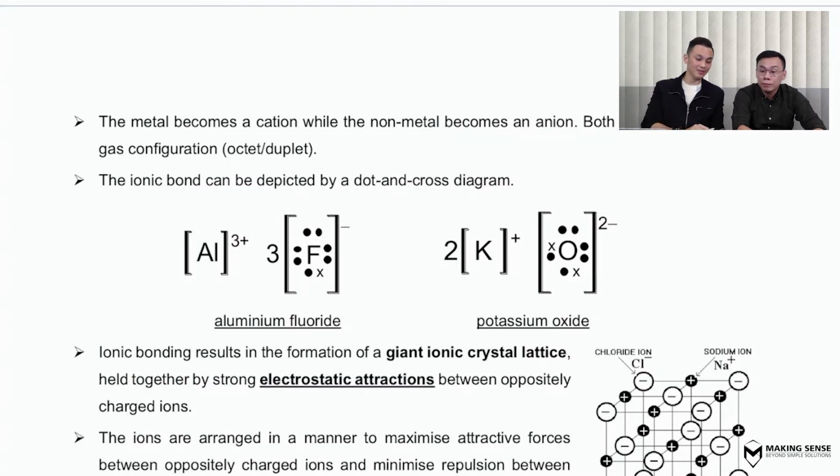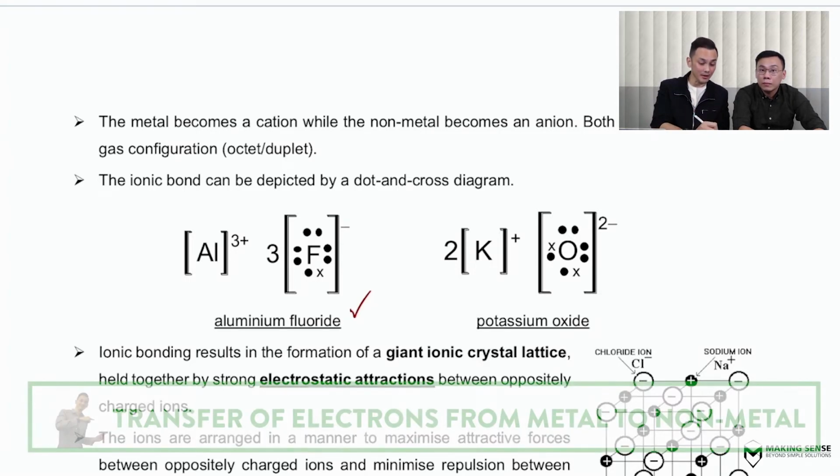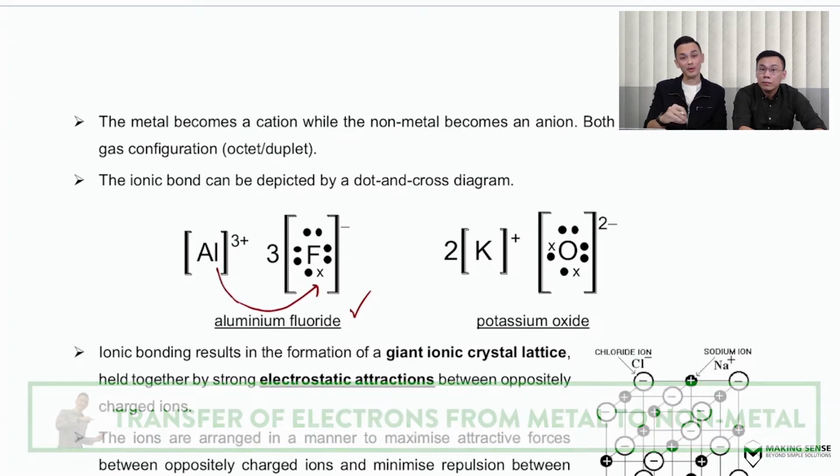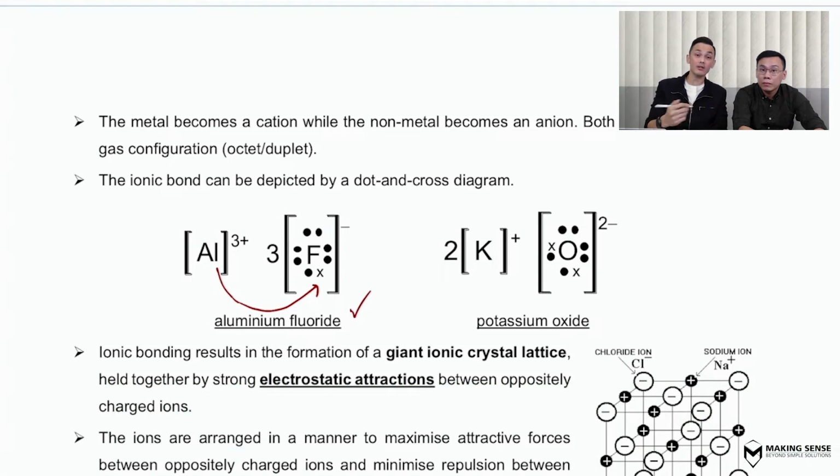Okay, there are two examples in your notes. I think we're just going to use aluminium fluoride as an example to explain this to the class. So as you can see, what is happening here is there will be a transfer of electrons from the metal towards the non-metal. So that's why fluorine became an anion, and then you just combine them together to form an ionic compound. But guys, if you take a very close look, there are some differences when you move from secondary to JC dot and cross diagram.